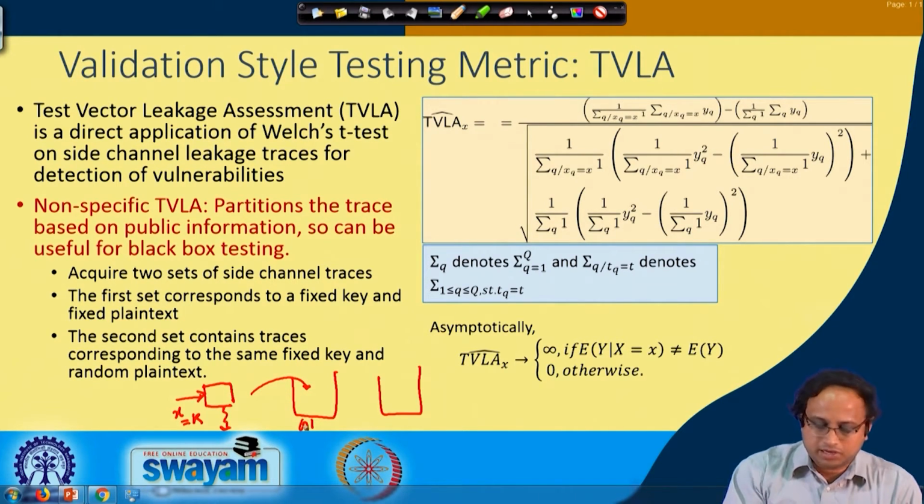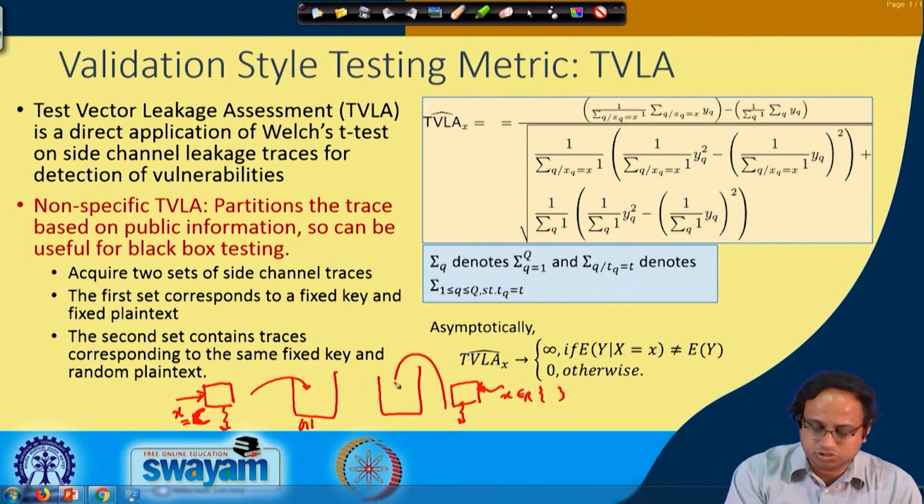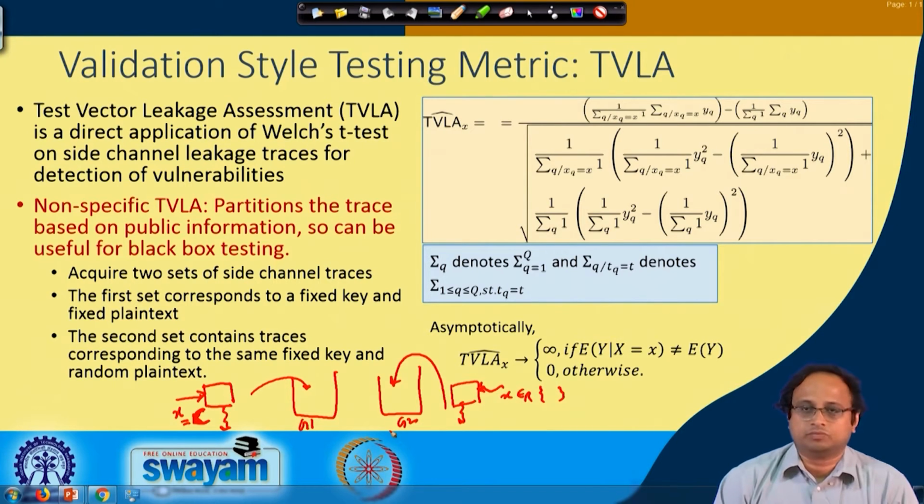In the other case, you are taking the same device. Again, it has the same key internally. Let me write x equal to c, so that we don't get confused with the key part. In this case, we vary x at random. This x is chosen from its own input set and given at random. Again, you get the power traces. This goes into your group 2, or G2.